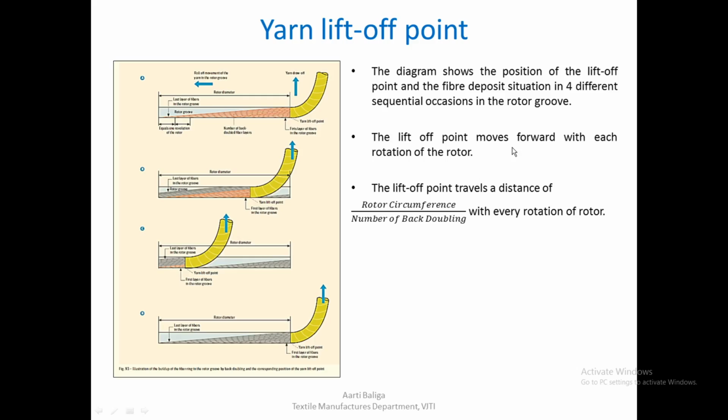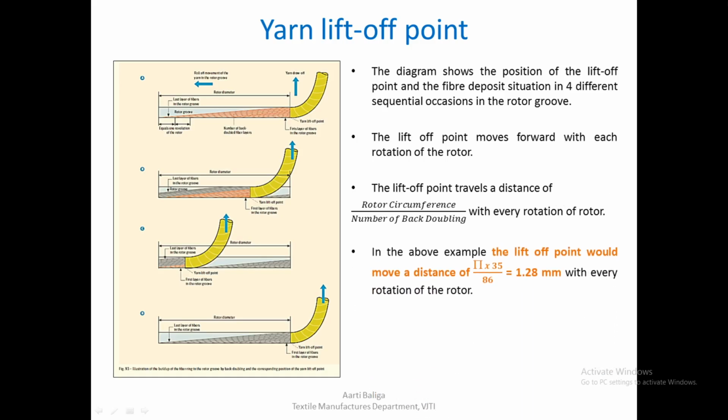The lift off point travels a distance of rotor circumference divided by number of back doublings with every rotation of the rotor. So in the above example that we just saw, if we were to use the numbers that were given earlier, the lift-off point would move a distance of pi d, which is the rotor circumference, divided by the number of back doublings we just calculated, which was 86. So I get 1.28 mm with every rotation of the rotor. That means the lift-off point will travel a distance of 1.28 mm every time the rotor makes one rotation.